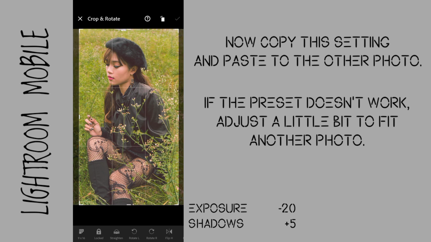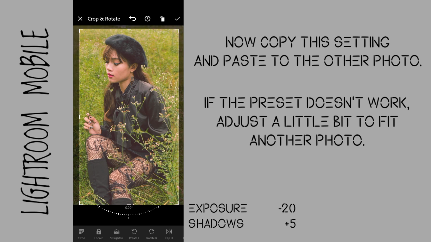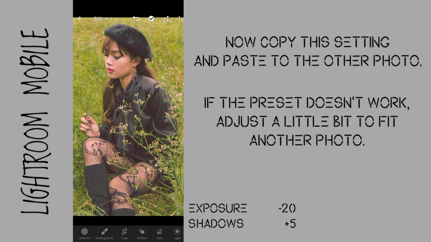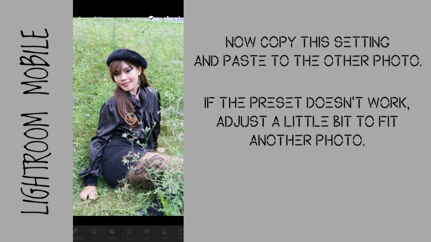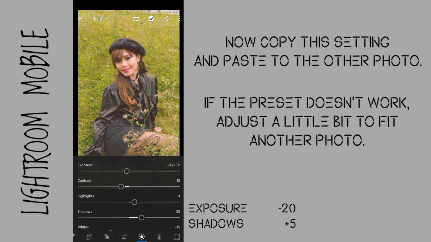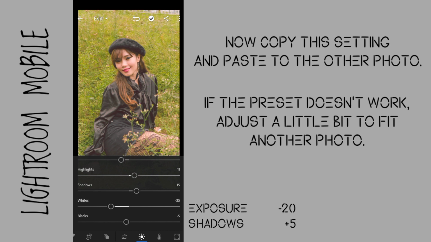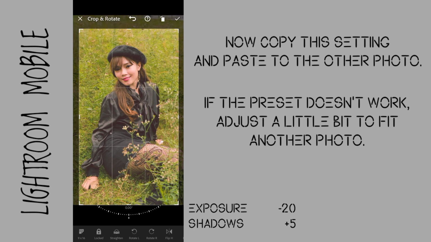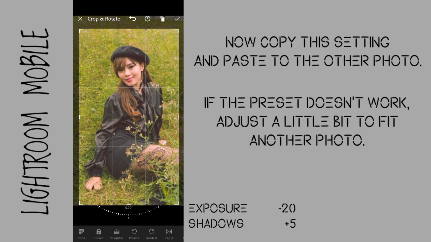Crop this image, and then to modify the crop I just drag any transformation handle and reposition the image within that crop. Exposure, bring down to -20. Shadows to +5. Again crop this image, drag the transform handle and reposition the image within that crop.